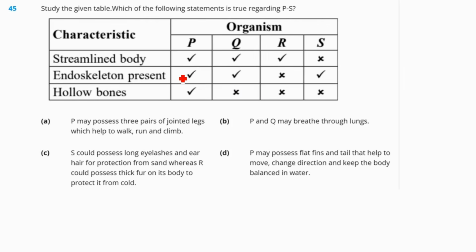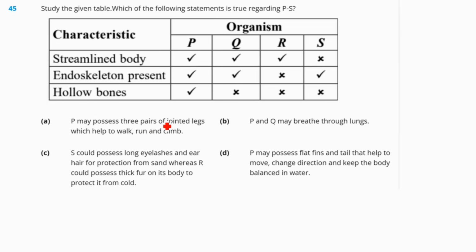Question number 45. Study the given table. Which of the following statements is true regarding P to S? So P is an organism that has streamlined body, endoskeleton, and hollow bones. It can be bird. Q, streamlined body, endoskeleton present. It can be frog or fish. Hollow bones, no. R is having streamlined body and S is having endoskeleton present. Okay, we have to find out the correct statement.